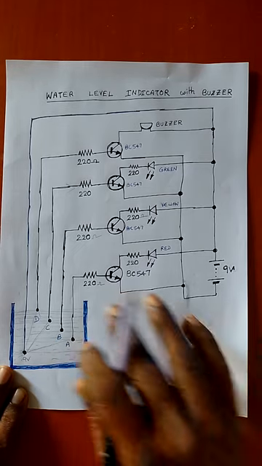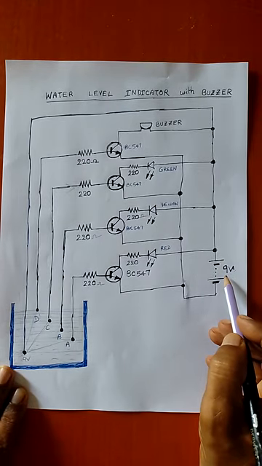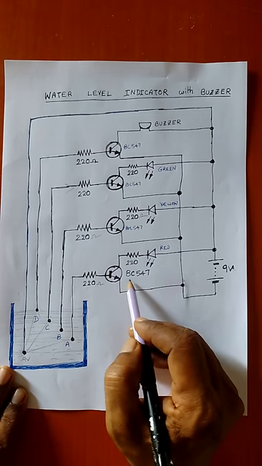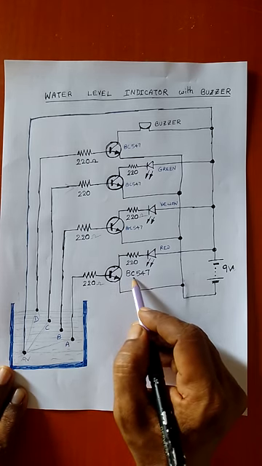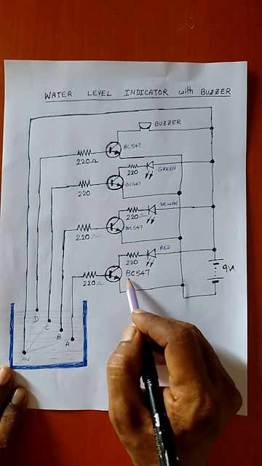So to operate this circuit, you need a 9 volts DC supply. You need a transistor BC547. BC547 is a low frequency transistor. C means low frequency. B means made of silicon.